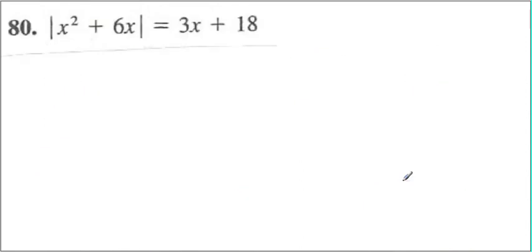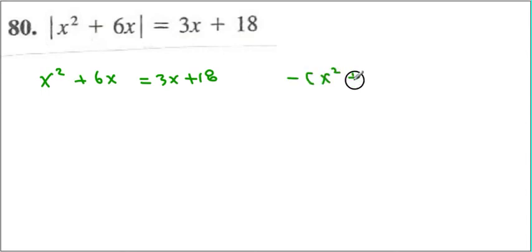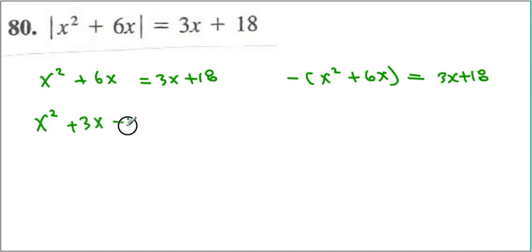Number 80. Works in a very similar way as before. So first, the equation is, what if the inside of the absolute value were to be positive? Then we're just going to write it down as it is. And what if the inside of the absolute value were to be negative? Then we would need a negative sign to make that into positive. Just select the absolute value, and we have 3x plus 18. So on the left side, we were subtracting 3x and then 18, so we end up getting x squared plus 3x minus 18 equals 0.